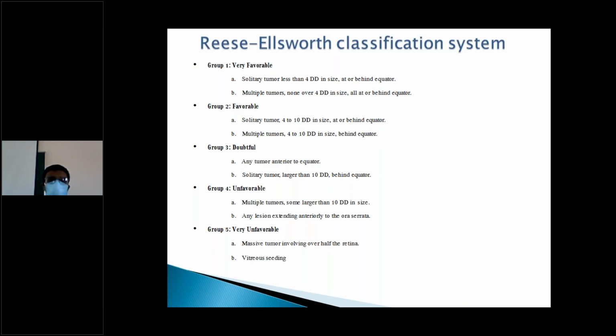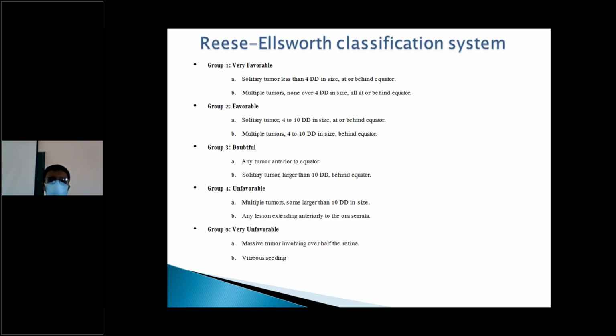Reese-Ellsworth classification: Group 1 is a solitary tumor less than 4 disc diameters in size, at or behind the equator, or multiple tumors, none over 4 disc diameters in size, all at or behind the equator. That is group 1, very favorable prognosis. Group 2 is favorable prognosis: a solitary tumor 4 to 10 disc diameters in size behind the equator, or multiple tumors 4 to 10 disc diameters in size, behind the equator.